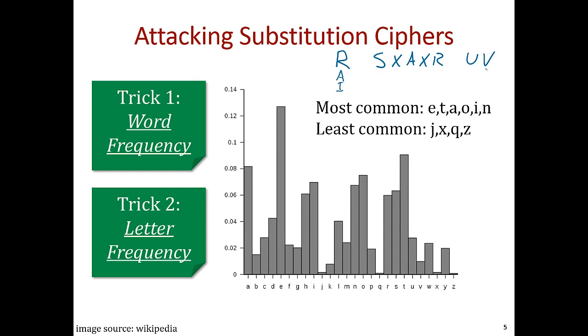Just like we can look at words like this, we can also look at letter frequencies. For example, the most common letters in the English language are E, T, A, O, I, and N. The least common are J, X, Q, and Z. So, for example, if we look at a ciphertext and the most common encrypted letter is X, we may guess this corresponds to the plaintext letter E. Now, of course, this may not be right, and we may have to backtrack, and maybe X maps to T instead. And we'd keep going and going and going until we broke the cipher.